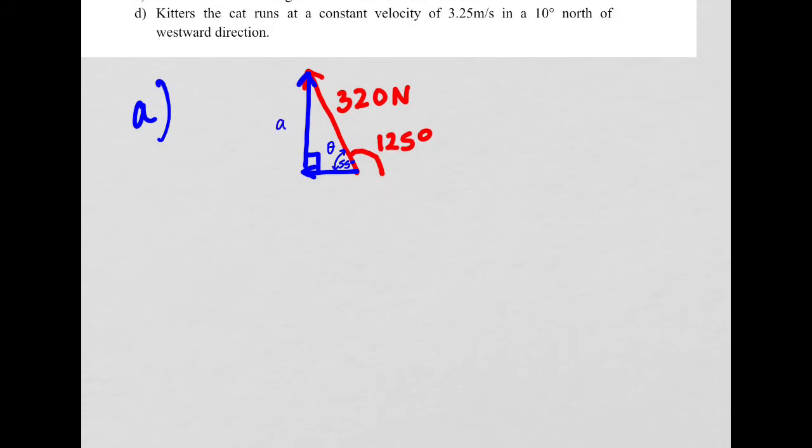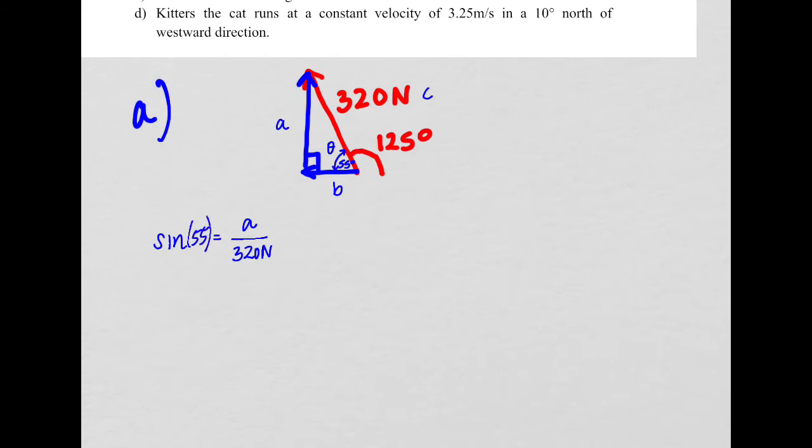So we're going to call this A, going to call this B, and we know C. So what we're going to do first is a little trigonometric method. I'm going to use sine of theta. Sine of theta equals the opposite, which would be A, over the hypotenuse, which would be 320 newtons. I actually know theta here, so I need to write 55.